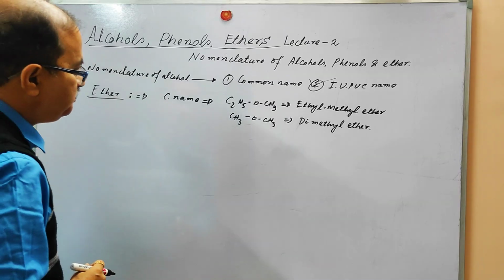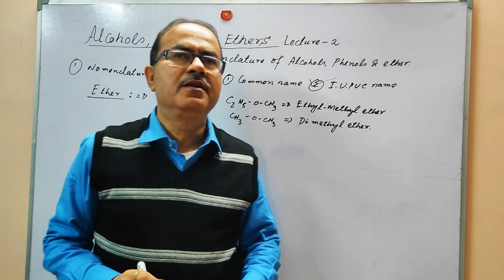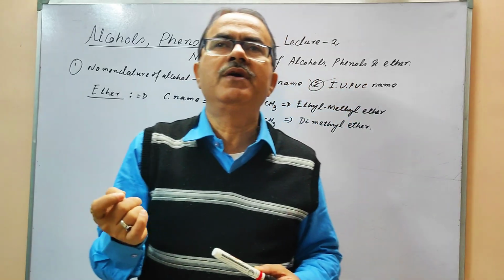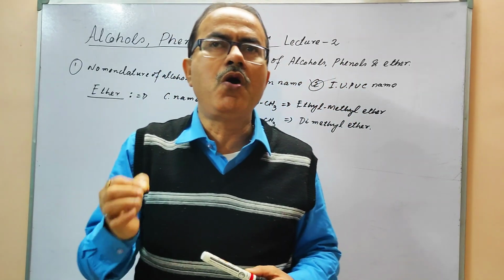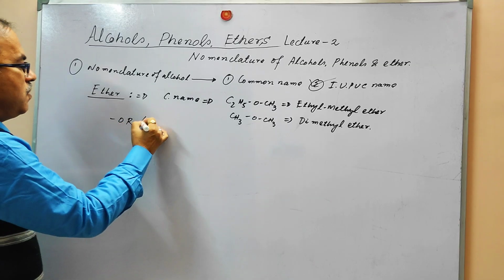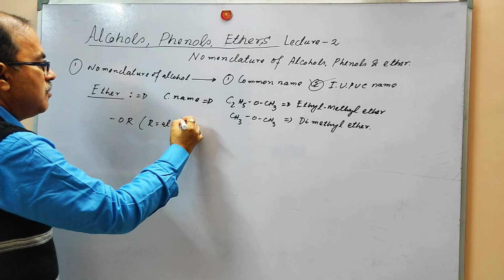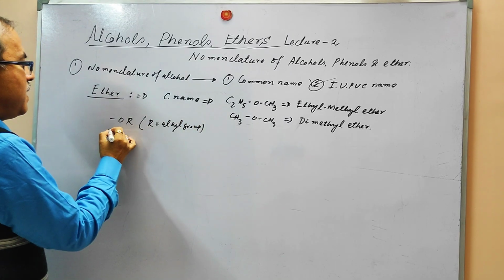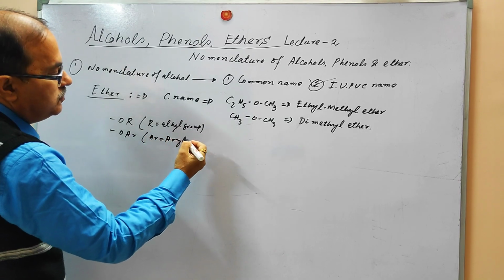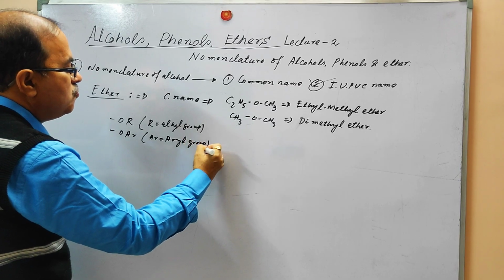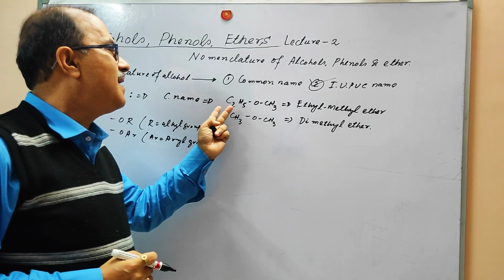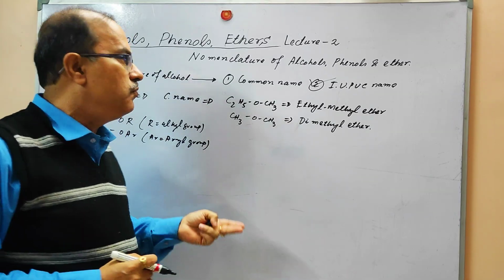Now what about the IUPAC name? The ether is considered as a derivative of a hydrocarbon where one hydrogen atom has been replaced by the alkoxy group or aryloxy group. What is an alkoxy group? Alkoxy group is OR, where R is an alkyl group, or aryloxy group is OAr, where Ar is an aryl group. So how do we determine which will be part of the alkoxy group and which will be part of the hydrocarbon?